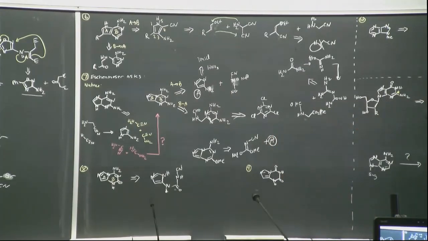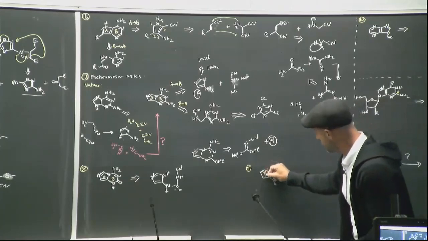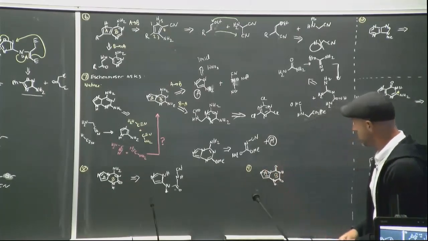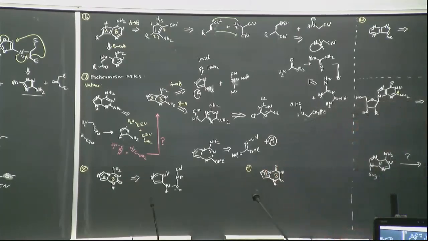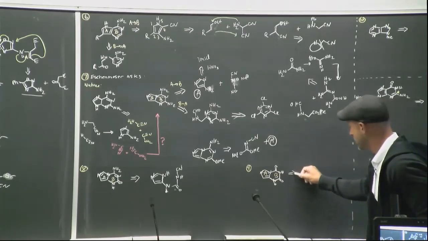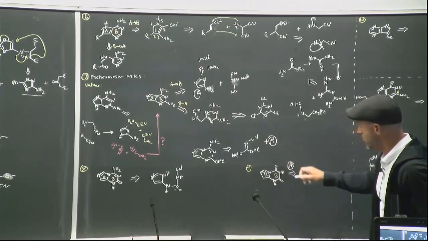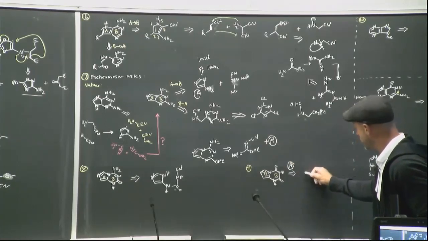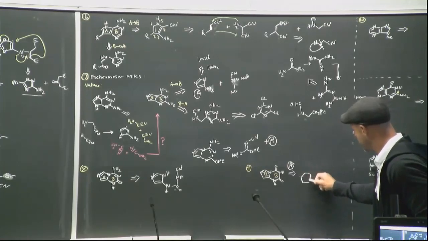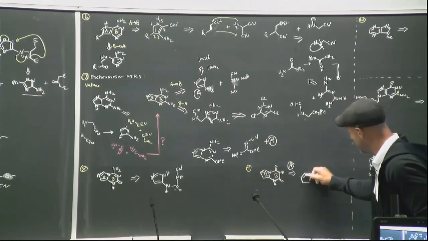And then finally, the same logic can be applied to case study 9. We're going to start again with the aminoimidazole and the intermediate we want to intercept would look like this.